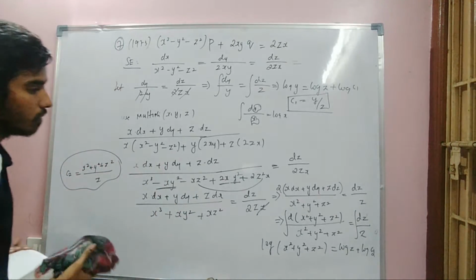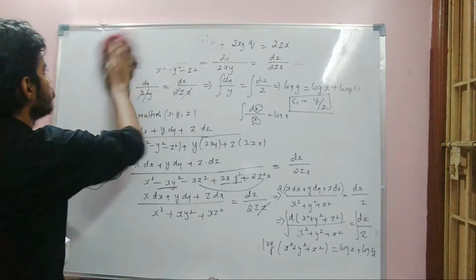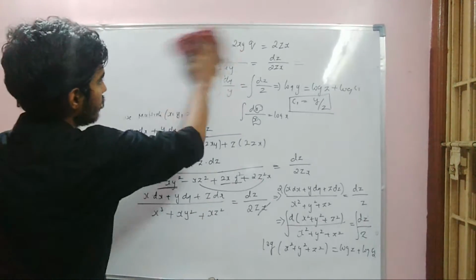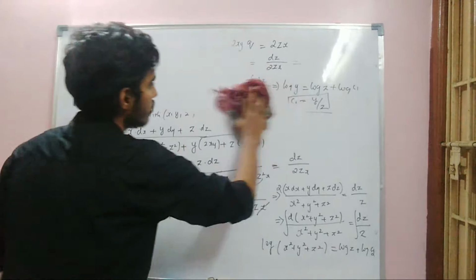We move on to 8th problem. If you don't get a multiplier, you have to make some adjustment like this to get the answer.